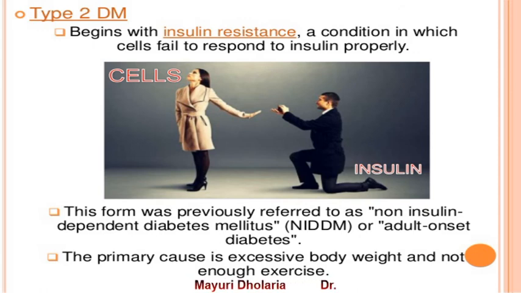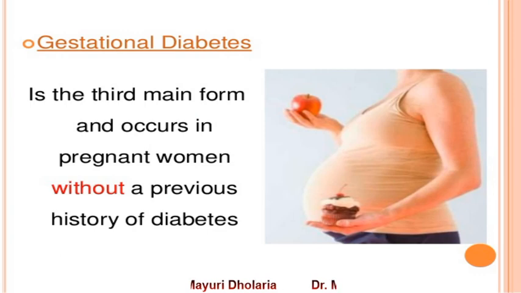It is also known as adult onset or maturity onset diabetes because it is mostly observed in persons of age more than 40 years. The main cause is excessive body weight, and the person not doing exercise. The last type of diabetes is gestational diabetes.